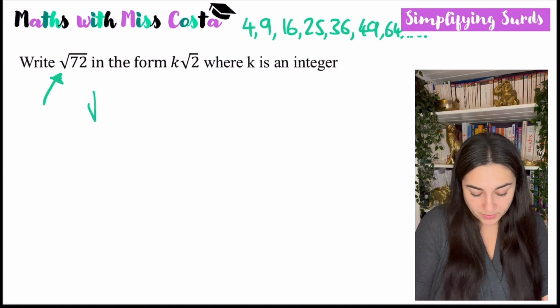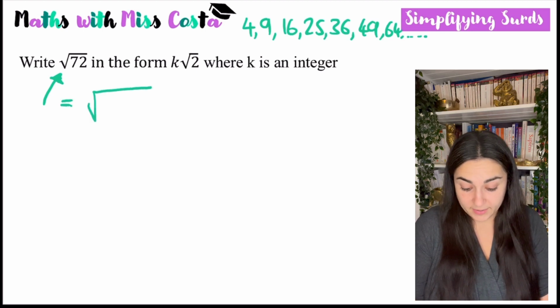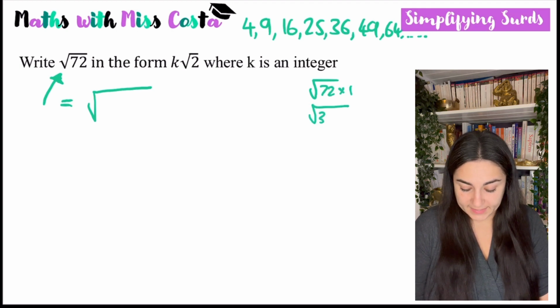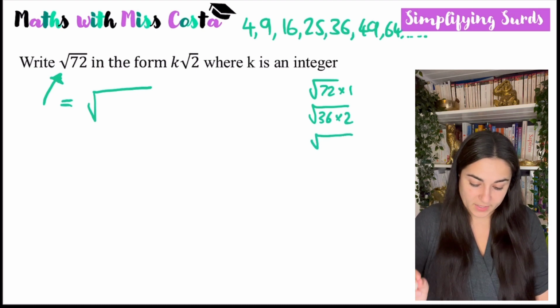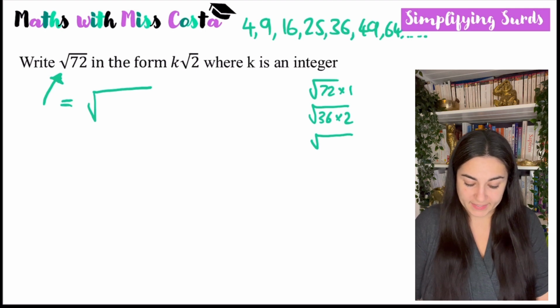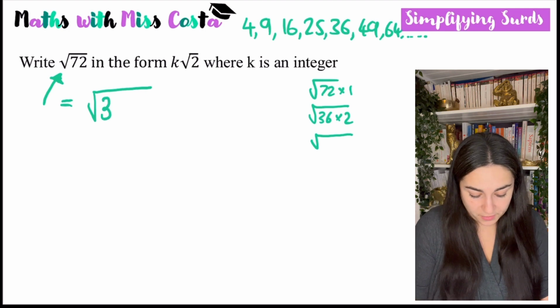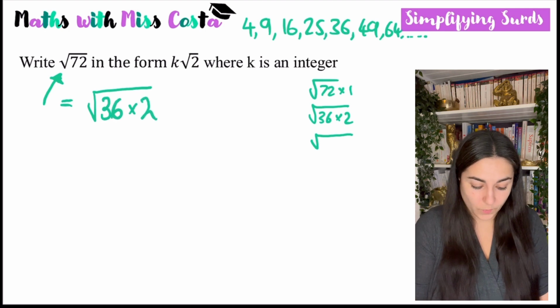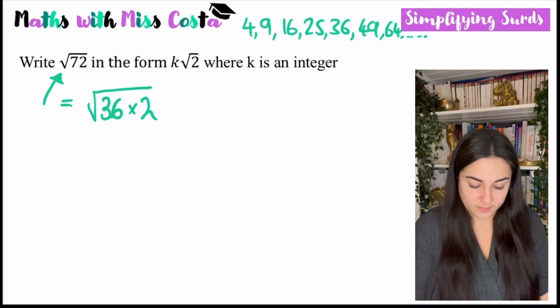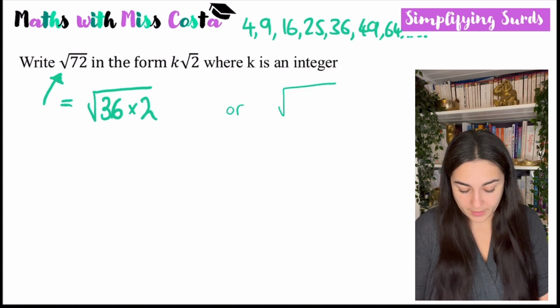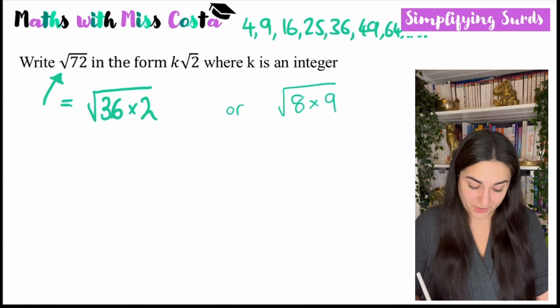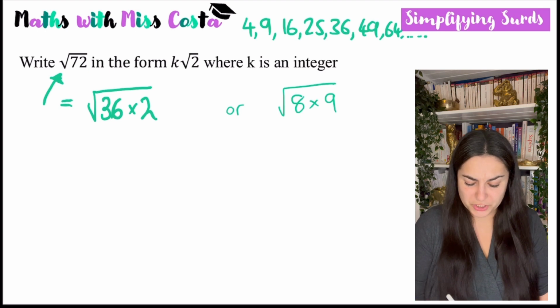Okay, so how could I write 72? I could write it as 72 times 1. I could write it as 36 times 2. I could write it as a million things, but I'm looking for a square number. So there are a few ways I could attack this, because the square root of 72 I could write as 36 times 2, or I could write it as 8 times 9, because 8 times 9 is also 72. So we'll do one at a time.